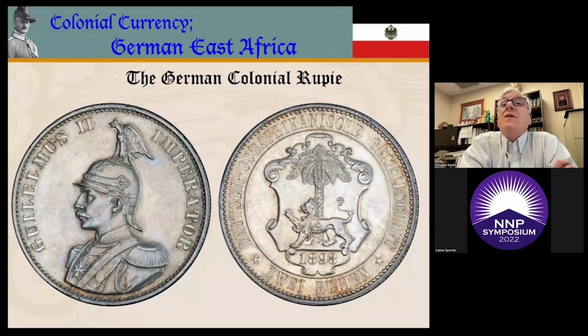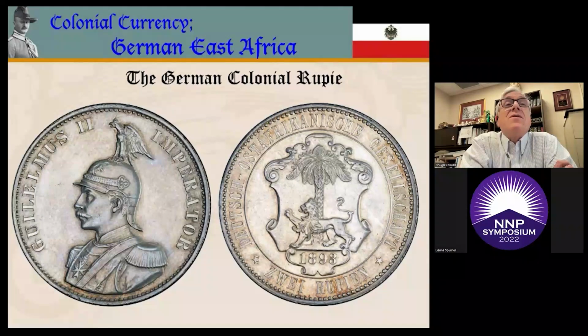The name rupee was adopted for colonial use to distinguish the coinage from the Indian and other rupees then in circulation. Rupee was spelled R-U-P-I-E as opposed to R-U-P-E-E as used by the English and others. Silver coins in denominations of quarter, half, 1 and 2 rupee were struck over the next few years. They were minted in Berlin of 0.917 silver and to a common design.